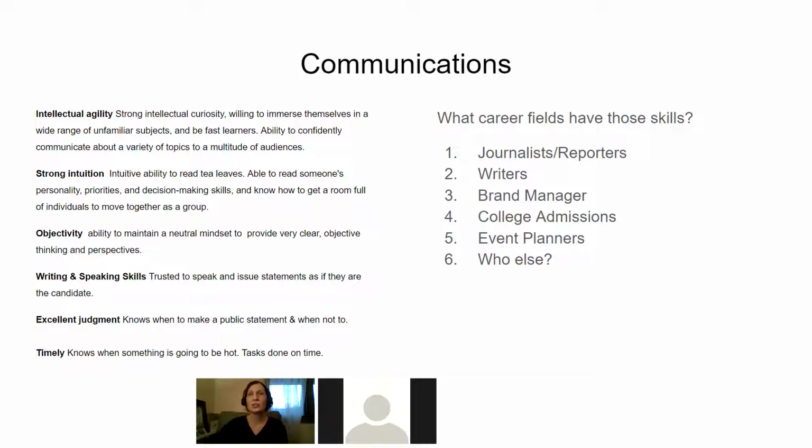Now my question is, and you guys can start to unmute and jump in, because this is where we're going to start to be more collaborative in this. Who else, like what other career fields do you think have those skills? Who did I miss?